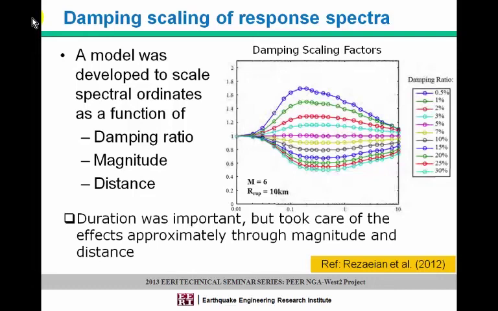One important feature: we know fundamentally that duration is important, because the number of cycles increases, and obviously damping is a representative of energy dissipation. If you have more cycles of this energy dissipation, you get larger damping. But in order to simplify, the working group went through lots of analysis, and they took care of the effect of duration by including magnitude and distance. Once they took care of magnitude and distance, they checked it against duration, and we are okay, we are in good shape.